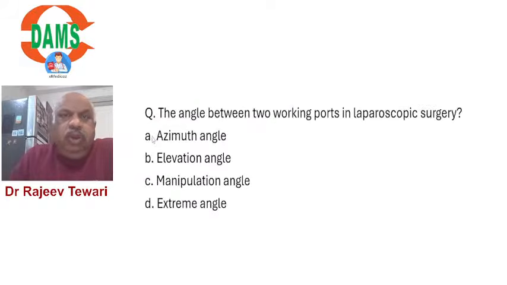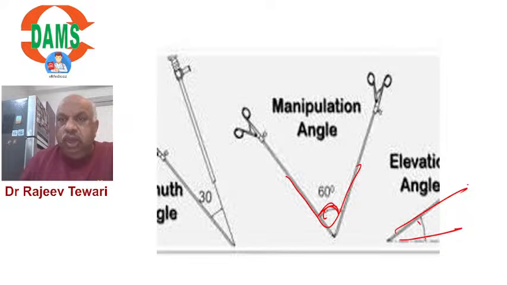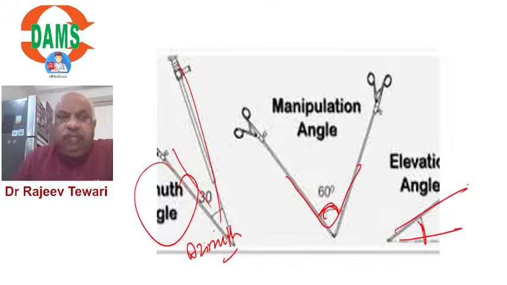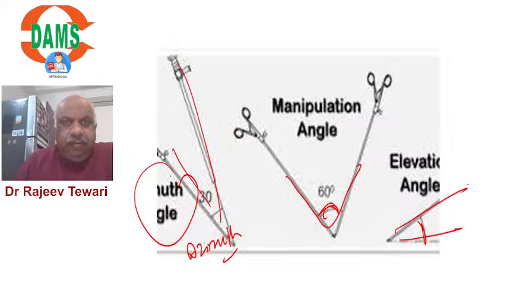The angle between two working ports, the angle between two instruments, is called the manipulation angle. The angle between the table and the instrument is called the elevation angle, and between the scope and instrument is called the azimuth angle. The azimuth angle was asked very recently in one of the exams. So the azimuth angle between the scope and the instrument is around 30 degrees. Manipulation is 60 degrees between two instruments. Two instruments is manipulation, C.